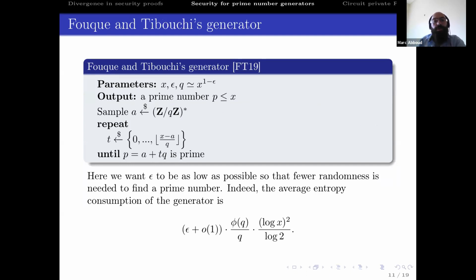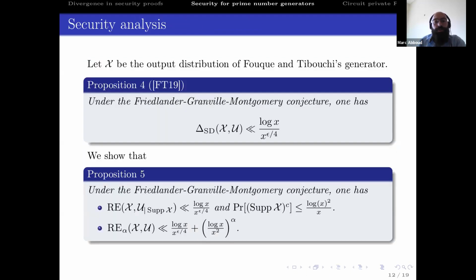You have a parameter epsilon, which is the fraction of bits you're going to sample again, until you find a prime number. What you want is for epsilon to be as low as possible, so that you lose as little entropy as possible. In their original paper, they showed that the statistical distance between the generator and the uniform one can be made as low as you want, depending on epsilon, under a conjecture from number theory. And we show that under the same conjecture, the same bound applies for the relative error.